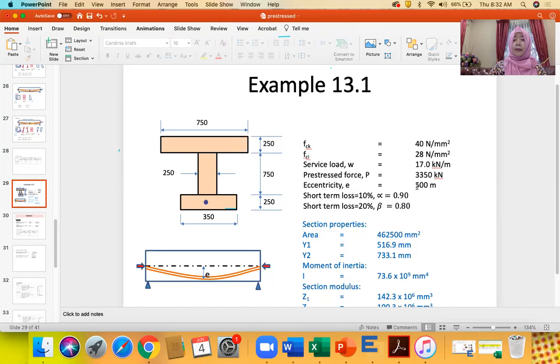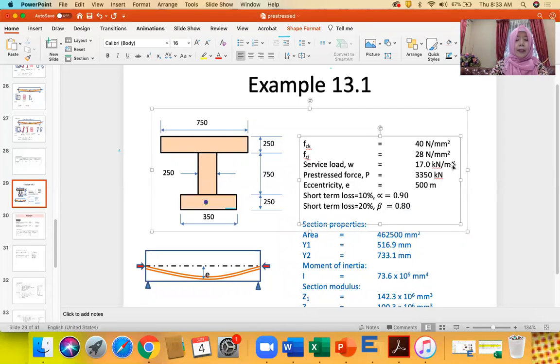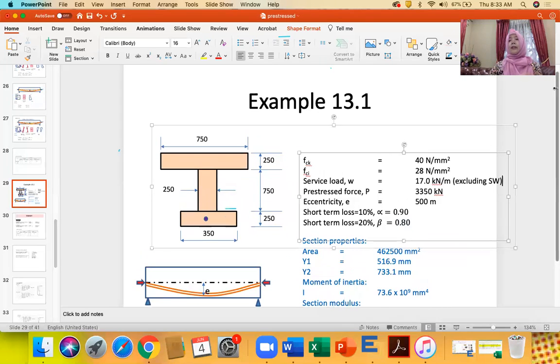Eccentricity, the value is 500. Although the question doesn't give you the free body diagram in the longitudinal section, you need to imagine. So e at the midspan will have the value of 500 here. And the service load, we have 17, not including the self weight, so it's excluding self weight.